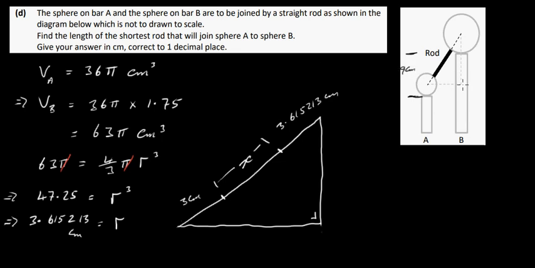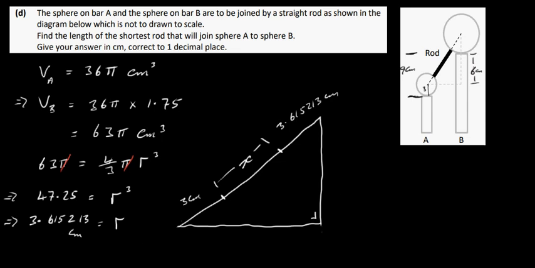Now I'm looking for the distance between here and here first of all, so I know that's going to be 6 centimeters. All I've done is taken away the radius. I know this radius here is 3 centimeters, so I've taken away the radius from 9, that's given me 6 from here to here. All I've got to do is add that to the radius of this sphere here, which I've just worked out as 3.615.